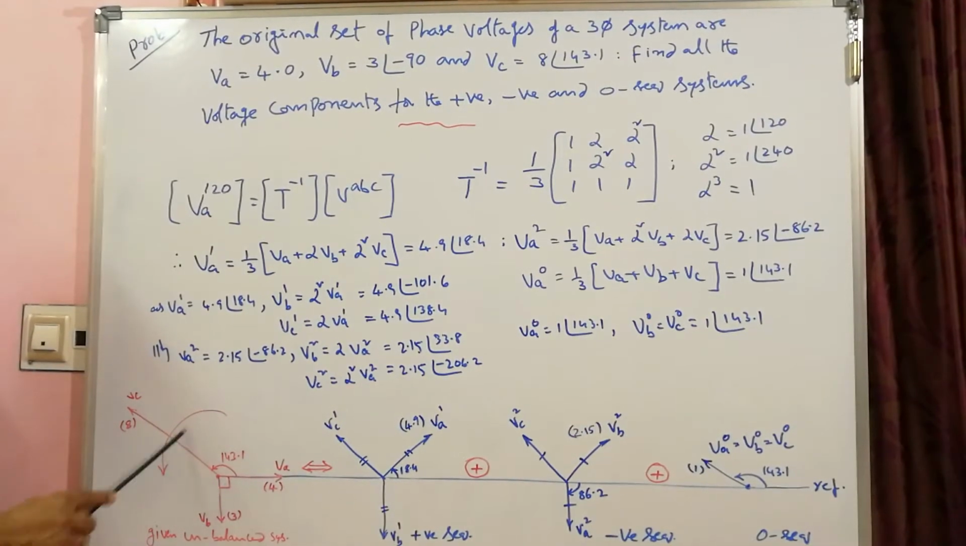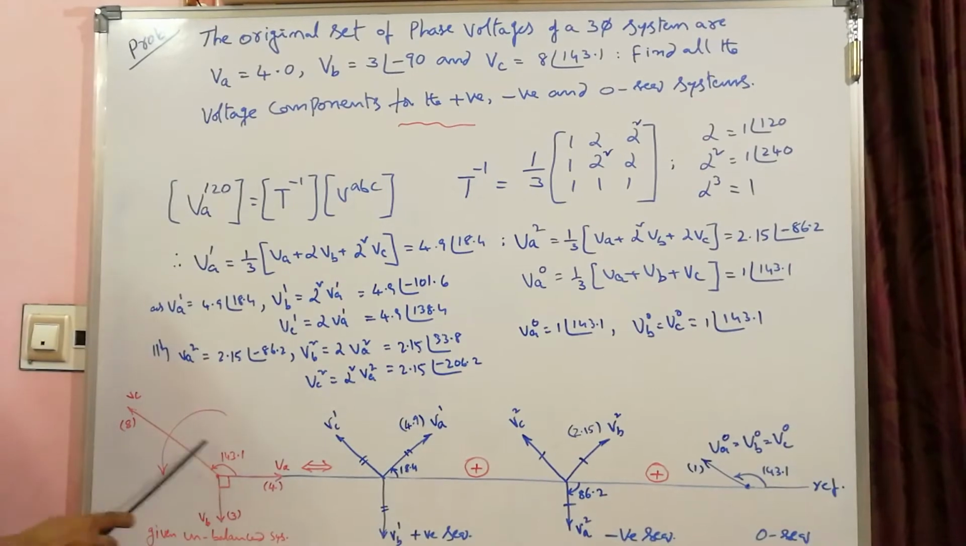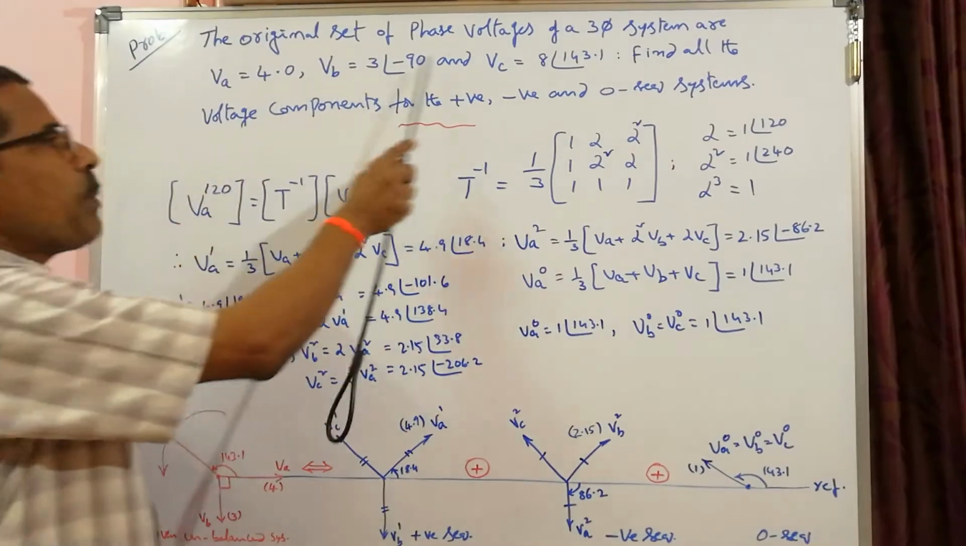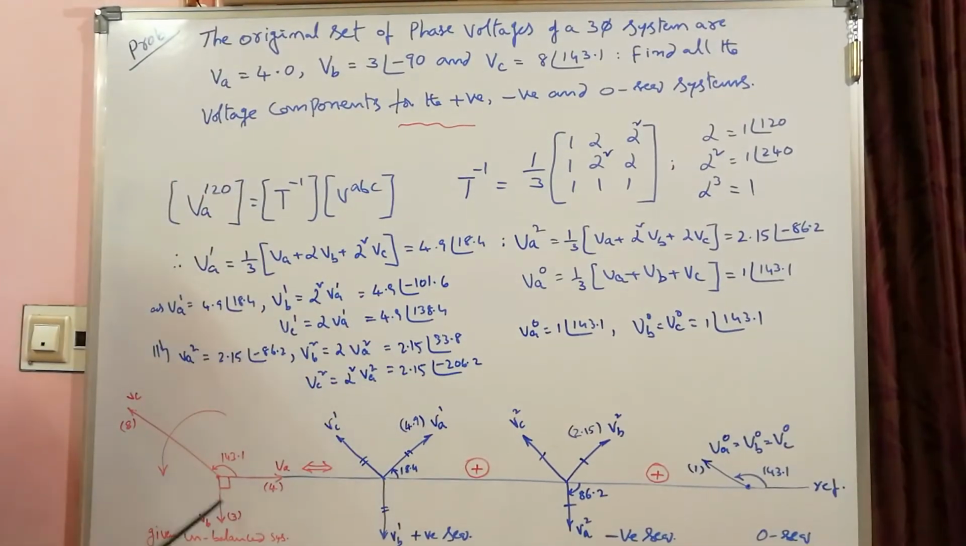So you need to draw this to scale, but roughly I have drawn, this is smaller than this and this is bigger than this. This is 8 units, this is 4 units, this is 3 units. Exactly, the unbalanced system of phasors is represented here. This is the given unbalanced system.